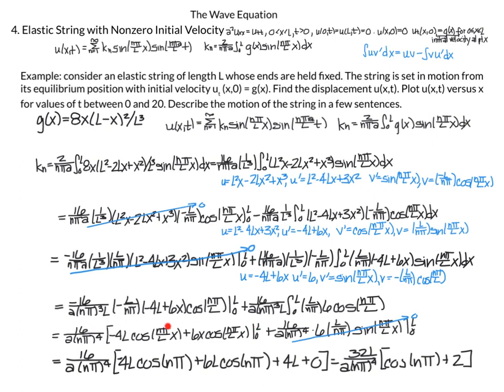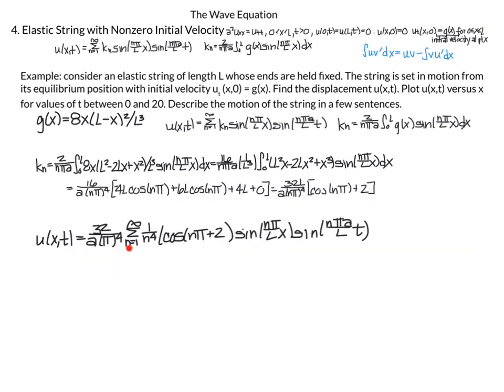I plugged it in. Again, I couldn't do this in my head, so I wrote it all out, and I eventually get 32 L a over n pi over 4 cosine of n pi plus 2. And again, this shouldn't surprise me. This should come out to be the same because this formula is the same as for Cn. What's different is this coefficient out in front. And here we have the final solution for u of x,t.